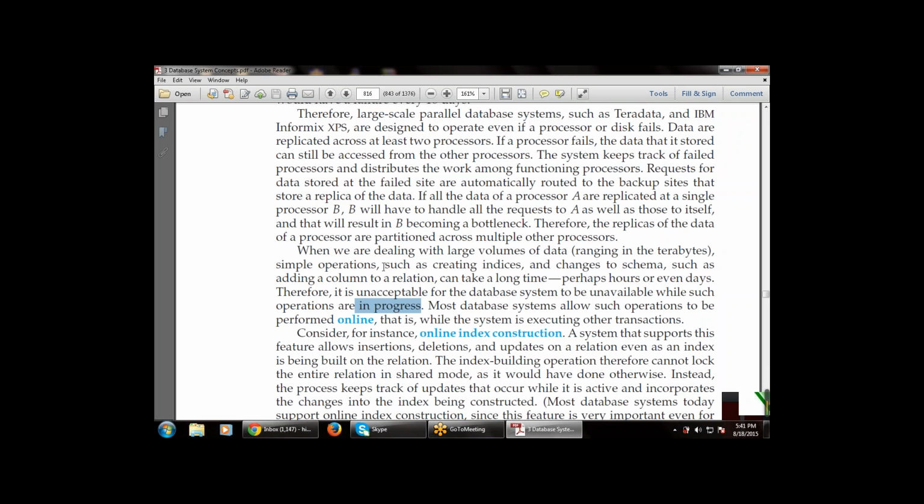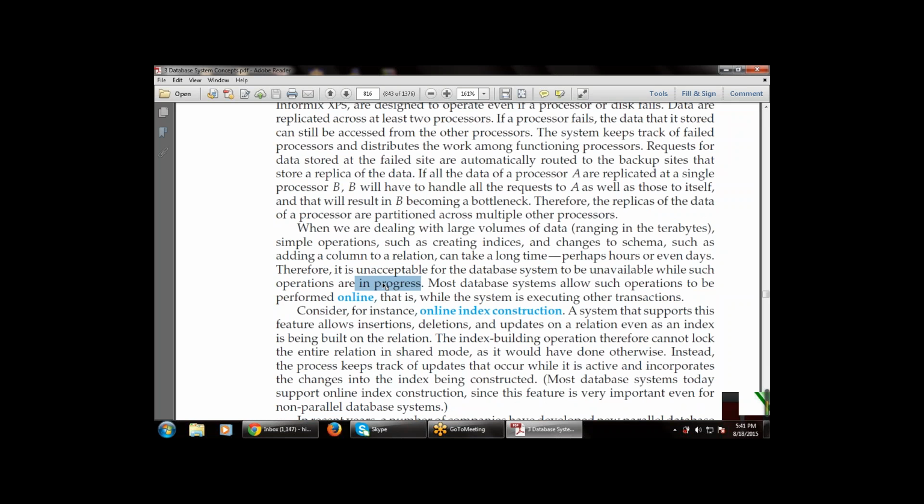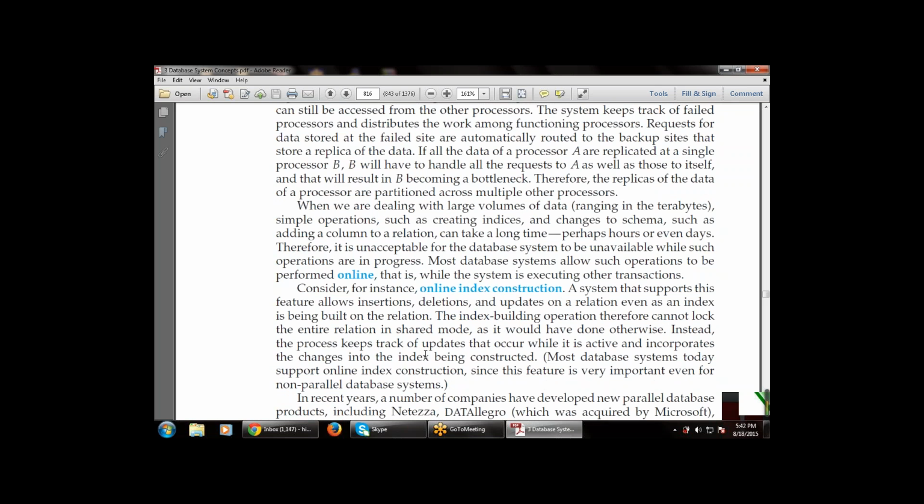For example, consider online index construction, which supports insertions, deletions, and updates on the relation even while the index is being built. So this is the online index construction that supports insertions, deletions, and updates in the relation even as the index is maintained.